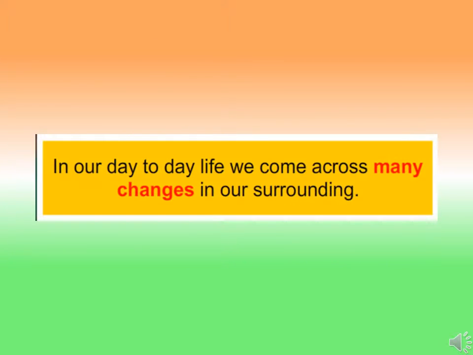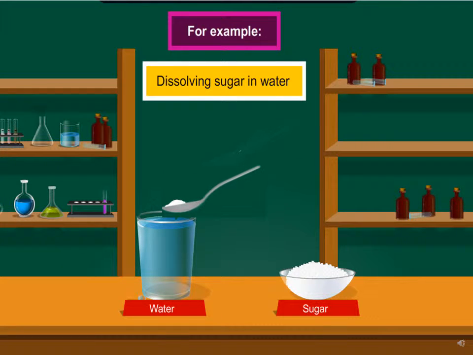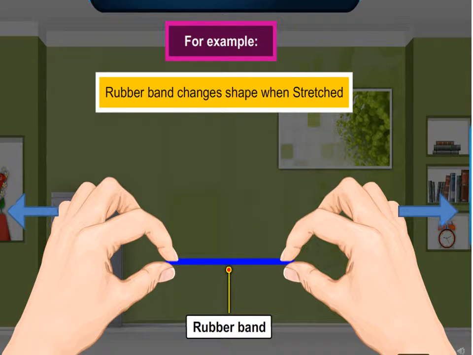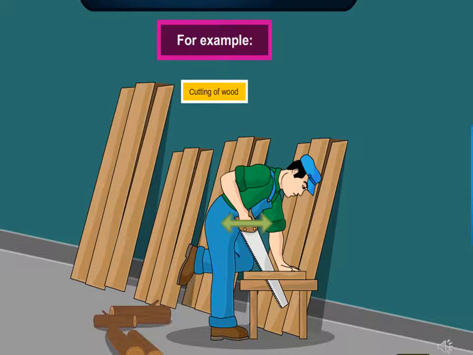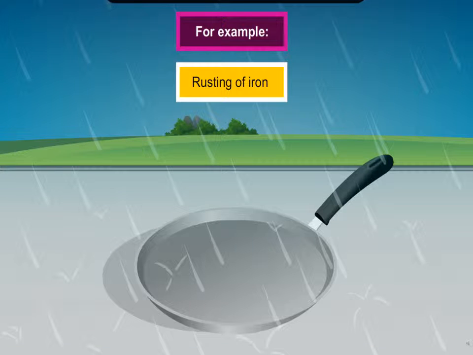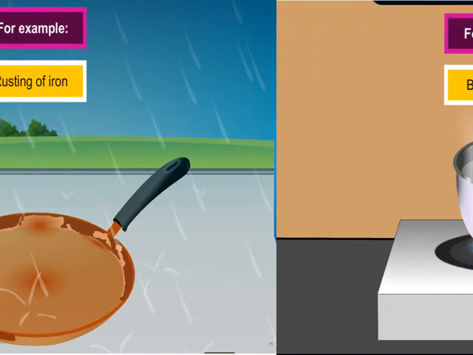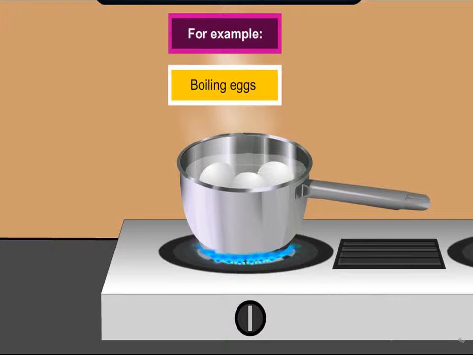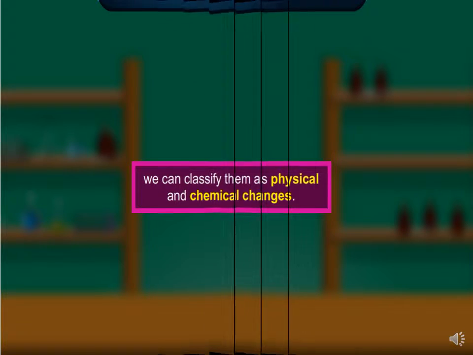In our day-to-day life, we come across many changes in our surrounding. For example, dissolving sugar in water. Rubber band changes shape when stretched. Cutting of wood. Rusting of iron. Boiling eggs. We can classify them as physical and chemical changes.